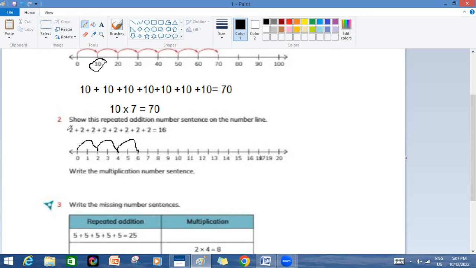How many times? 1, 2, 3, 4, 5, 6, 7, 8. 8 times we are going to add 2. So we have to jump on adding 2 numbers. Like this, we are going to add 2 again and again.